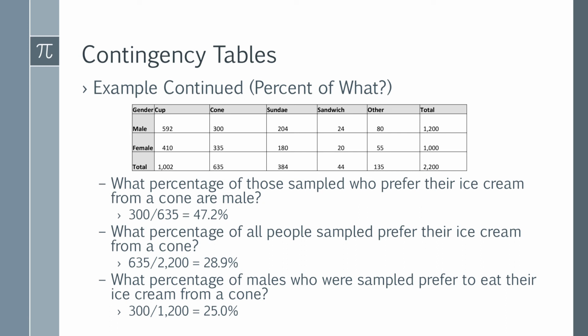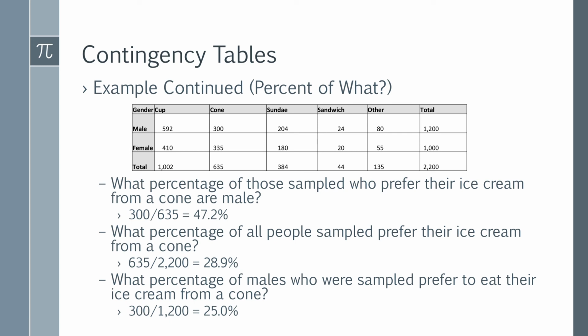The next question: what percentage of all people sampled prefer their ice cream from a cone? In that case, we're talking about all of the people who were sampled, the whole 2,200 people. Of those 2,200 people, 635 preferred eating their ice cream from a cone. So we take 635, divide it by 2,200, and that gives us 28.9%.